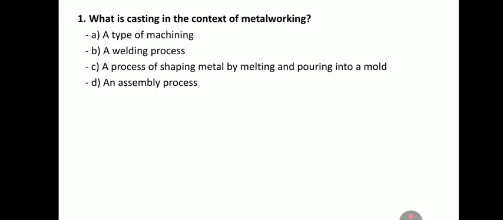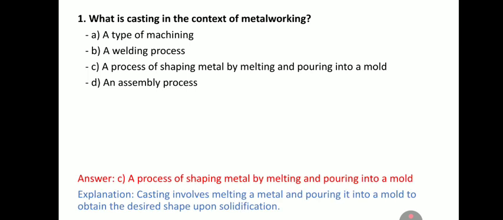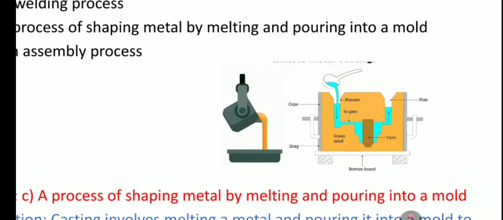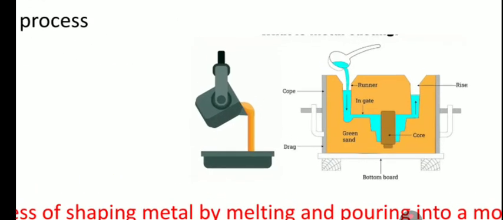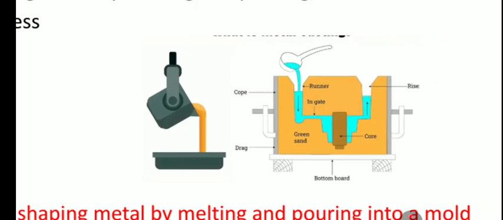So the very first question: what is casting in the context of metalworking? The answer is, it is a process of shaping the metal by melting and pouring into the mold. So here you can see the process of casting. First we melt the material and then we pour that melted material into the cavity so as to get the final component.